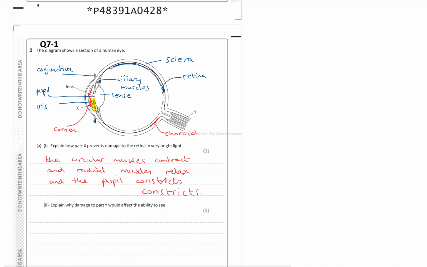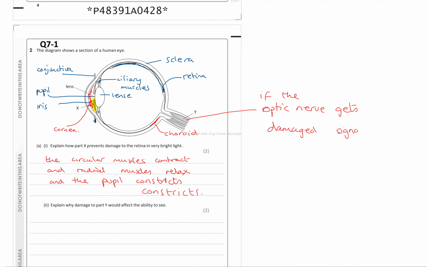Right, part Y. That there is the optic nerve. Right, so if the optic nerve gets damaged, impulses or signals cannot be sent to the brain. You can't send signals to the brain, or it'll send a poor signal.